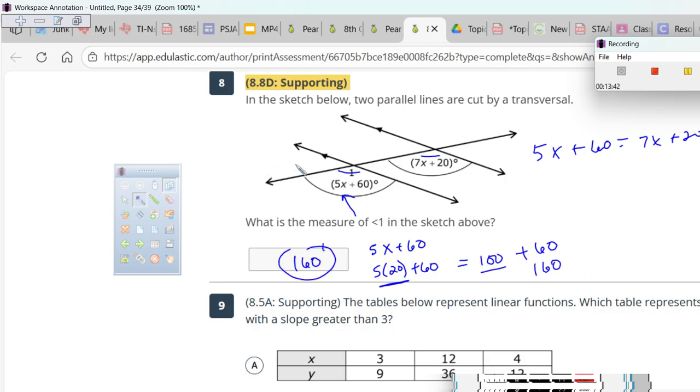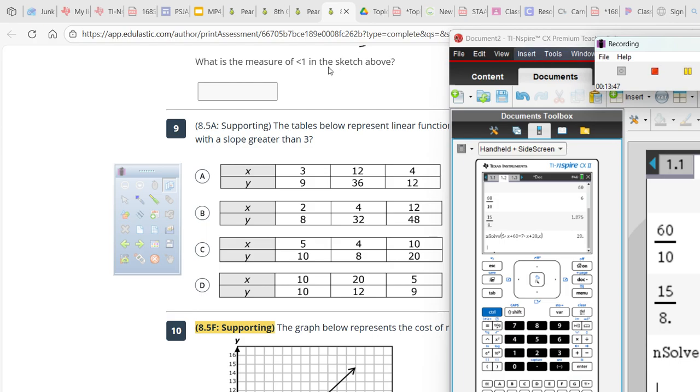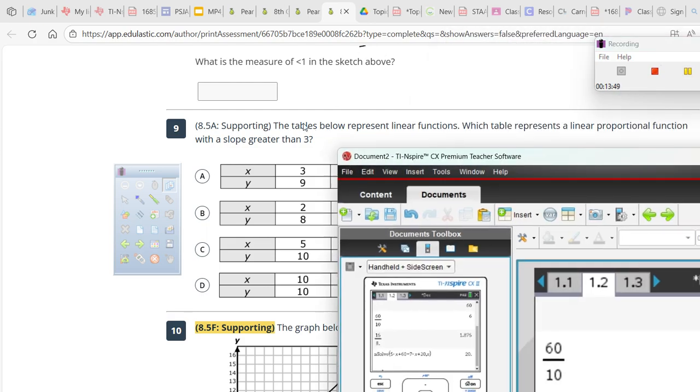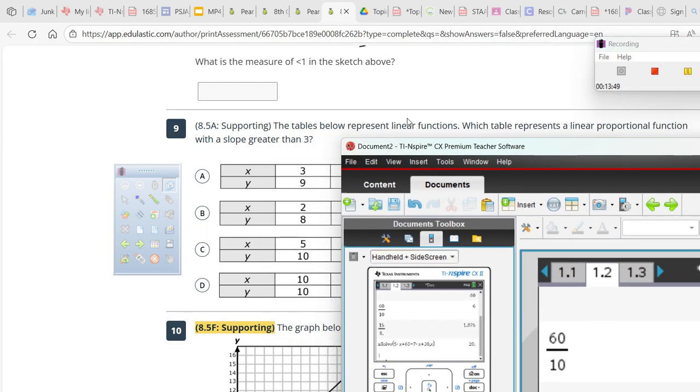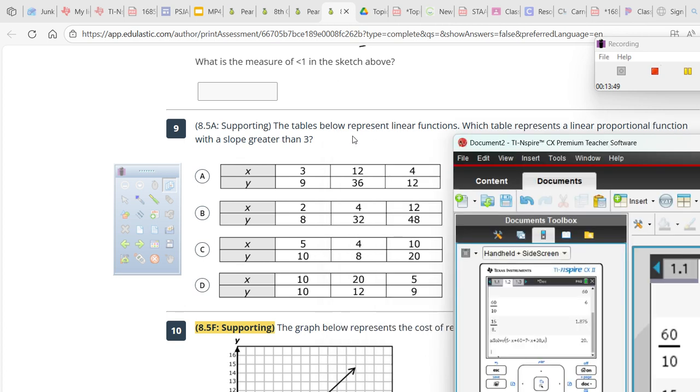Angle 1 is 160. So on this one, basically you want to know which table is going to be proportional with a slope greater than 3. Proportional means it goes to the origin. Proportional also means b is 0, and then the slope is greater than 3.